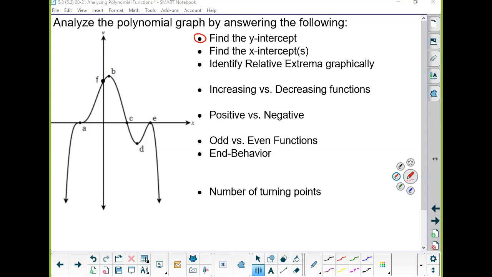Perfect. It's f. Let me just quickly log this attendance in.